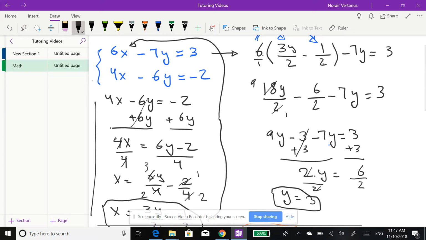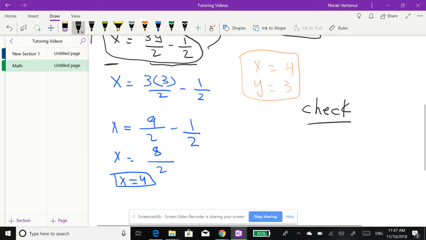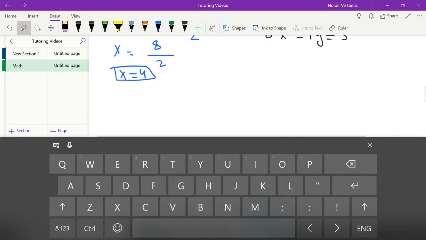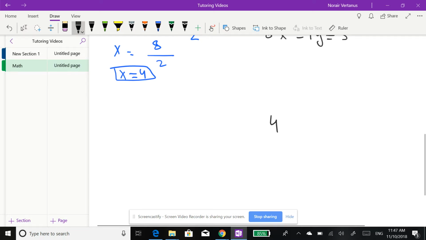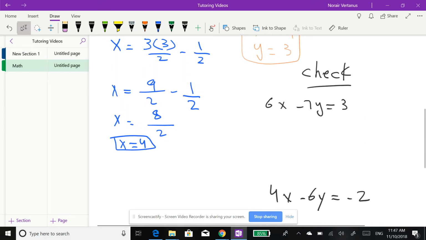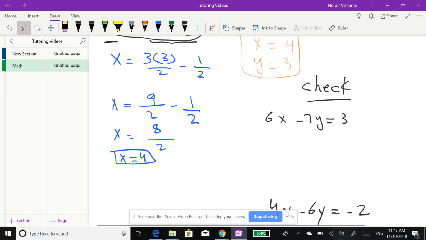6x minus 7y. I'm going to rewrite the problem here and check it. We had 6x minus 7y equal to 3. That's the first one. And the second one, with some space, I'll write it over here: 4x minus 6y equal to negative 2. So make it a habit. Check your work. When you're solving equations, you can check your work. That's the beauty of the problem. If it's wrong, you can figure it out and redo it to fix it.